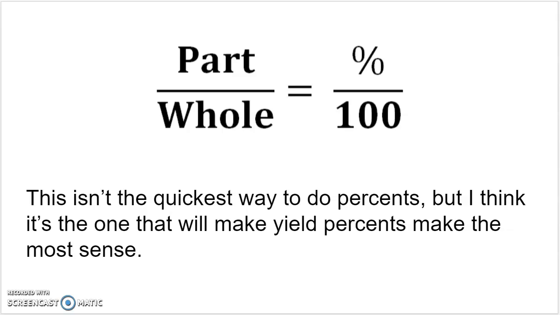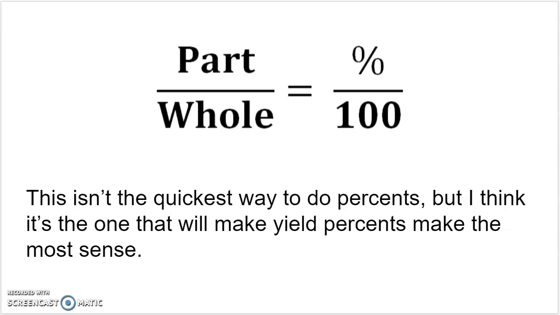So the way this works is the formula is part over whole equals percent over 100. And the logic behind that is, if you think about any percent, if you say there's a 50% off sale, you intuitively know that that means out of a whole price, there's a part of that price you won't pay. So percents are inherently parts of wholes. That's where this formula comes from.